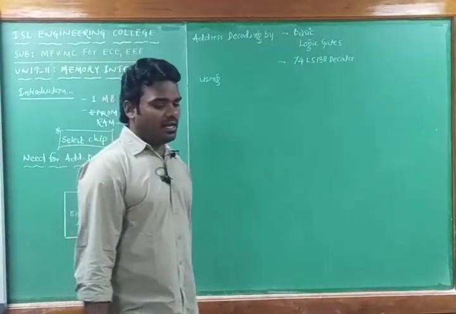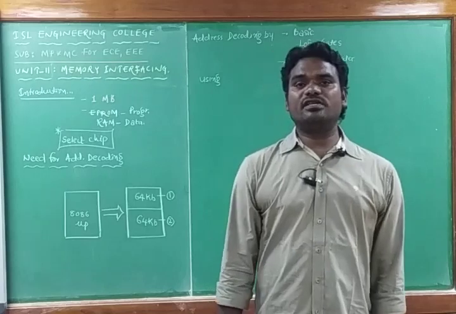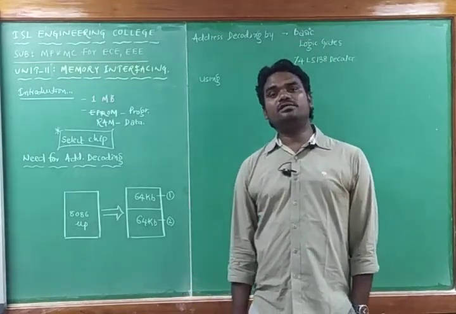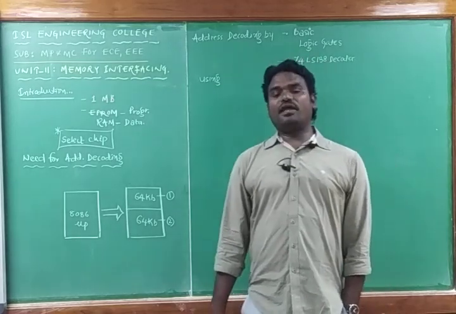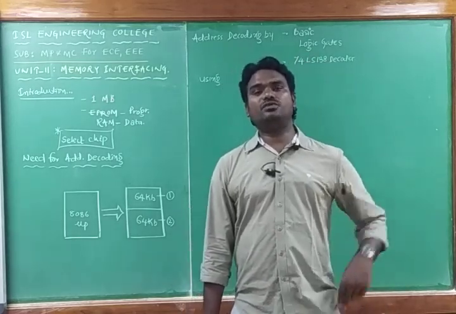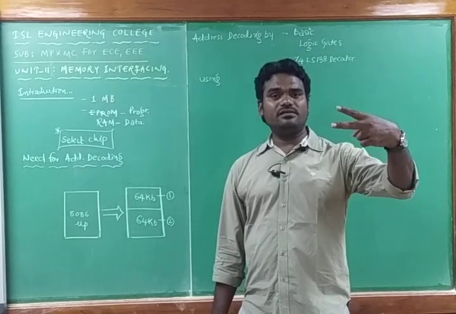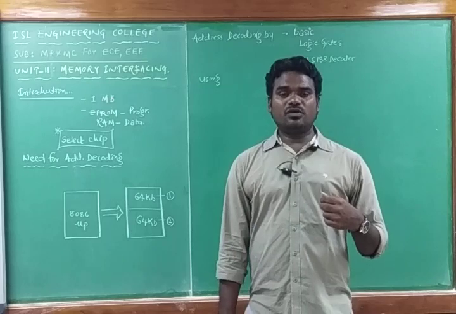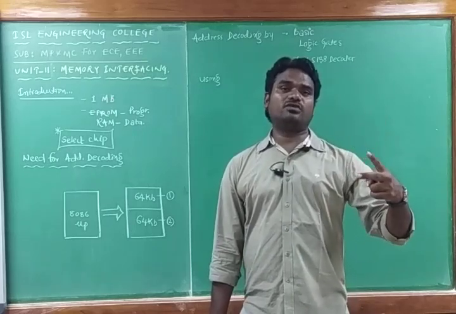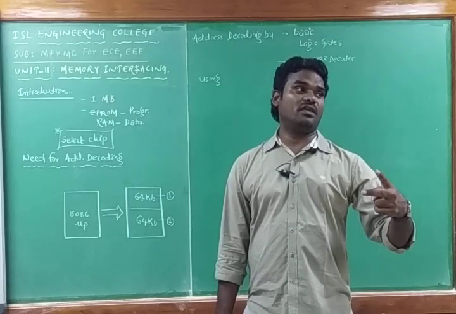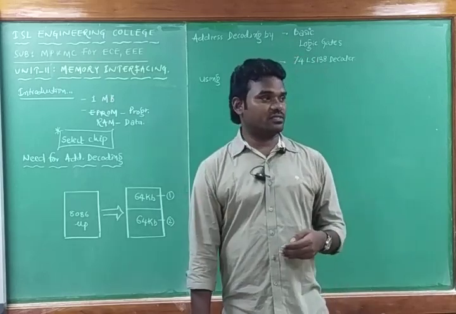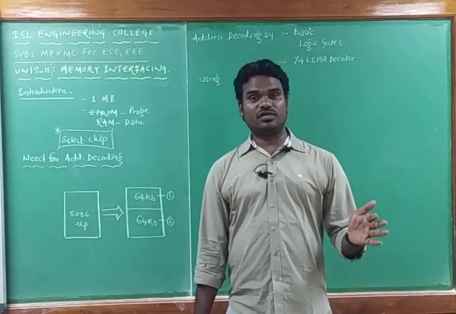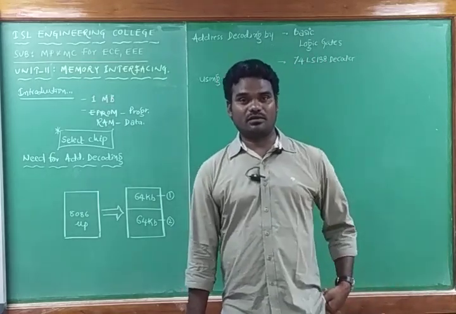Then in memory interfacing, we have to go with the address decoding. For example, if we have two address lines, that means A0 and A1, then with two address lines we can have four address locations, that is 00, 01, 10 and 11.